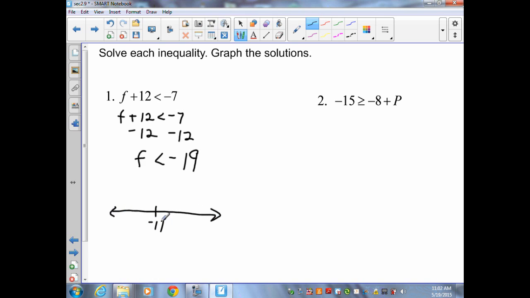Negative 19, negative 18, negative 17, and to the left, negative 20, and negative 21. My inequality is a less than symbol. Therefore, that is going to be a starting point that is an open point. It's not shaded. And I want to graph all solutions to the left, or less than negative 19.